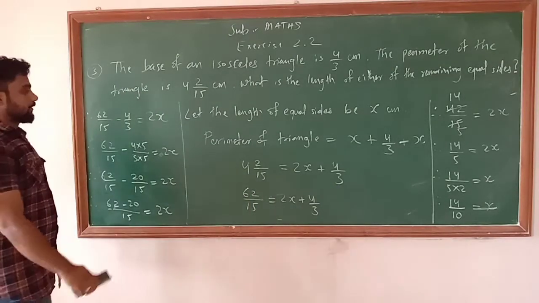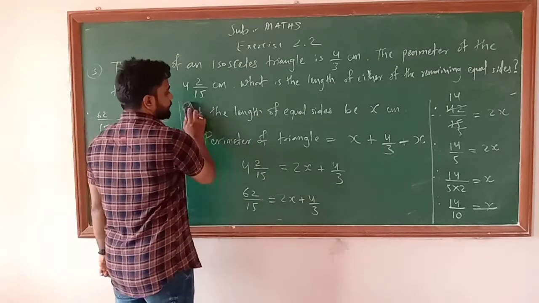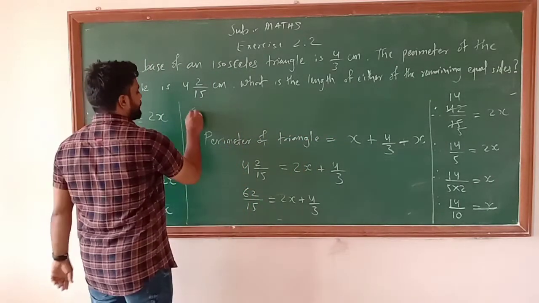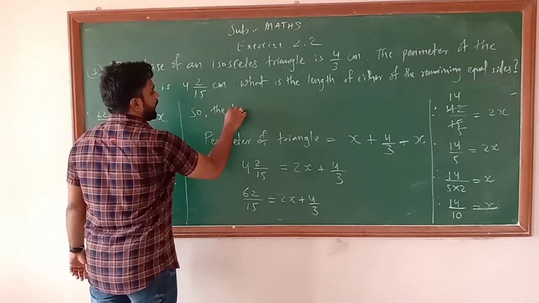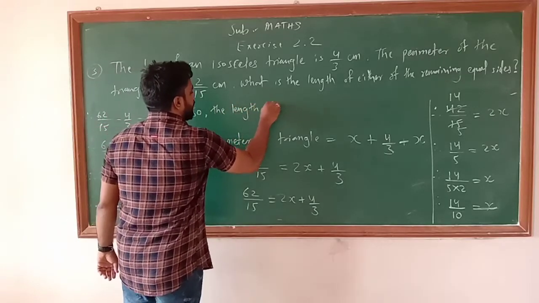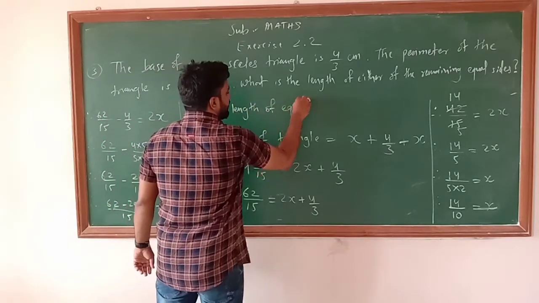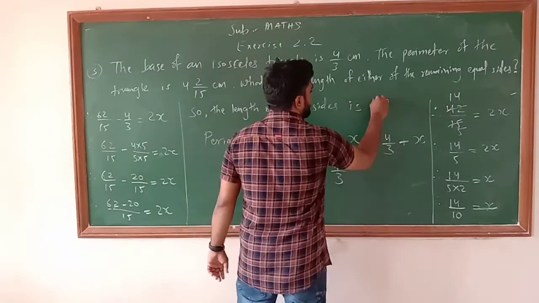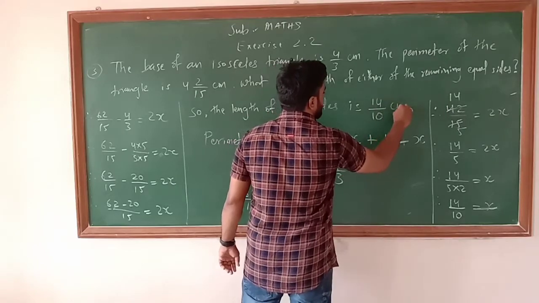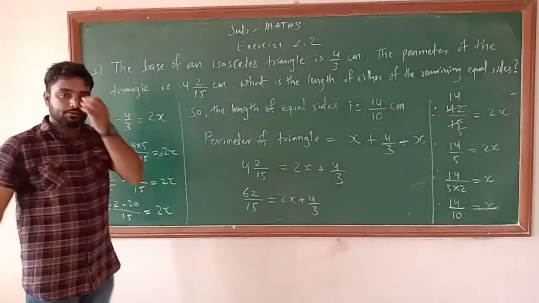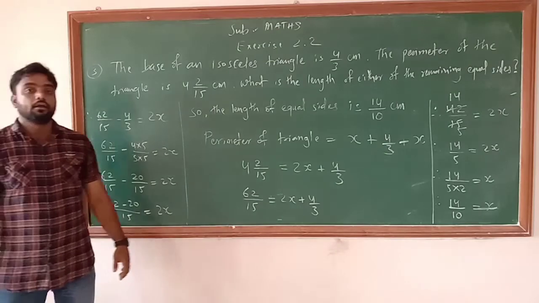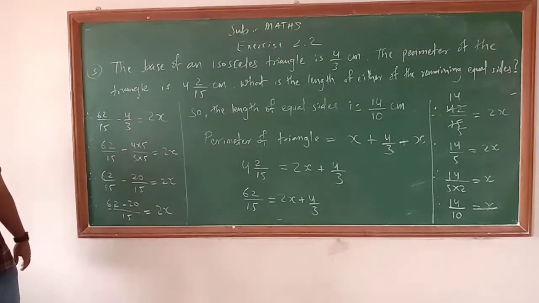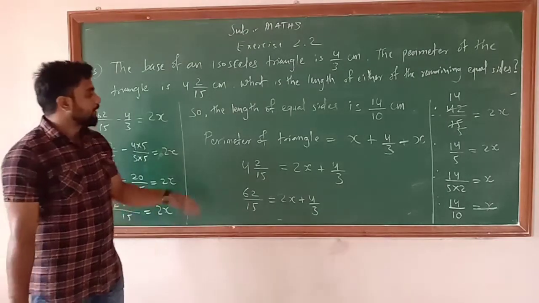Understand or not? Okay. So finally I am writing here the answer. So the length of equal sides is how much? 14 upon 10 centimeter. Okay, so the final answer is 14 upon 10 centimeter. Understand or not? Okay.